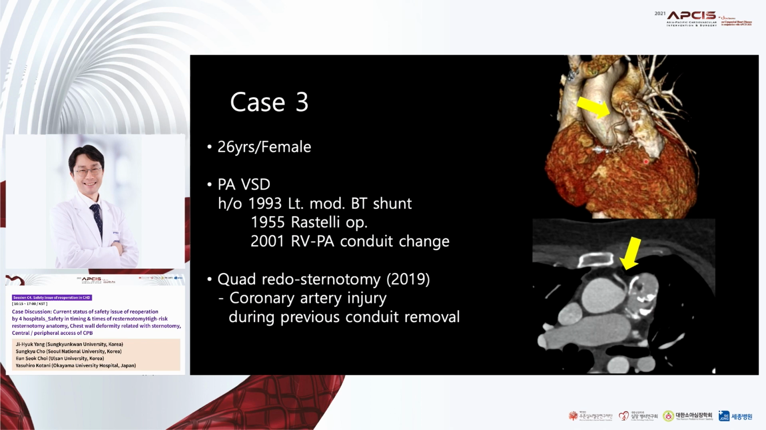Next case is a 26-year-old female with TOF who has previously undergone 3 sternotomies. This time, there was no event during sternotomy. However, coronary artery injury occurred when the previous RVPA conduit was removed. You can see that the calcified conduit and coronary artery are right close together.